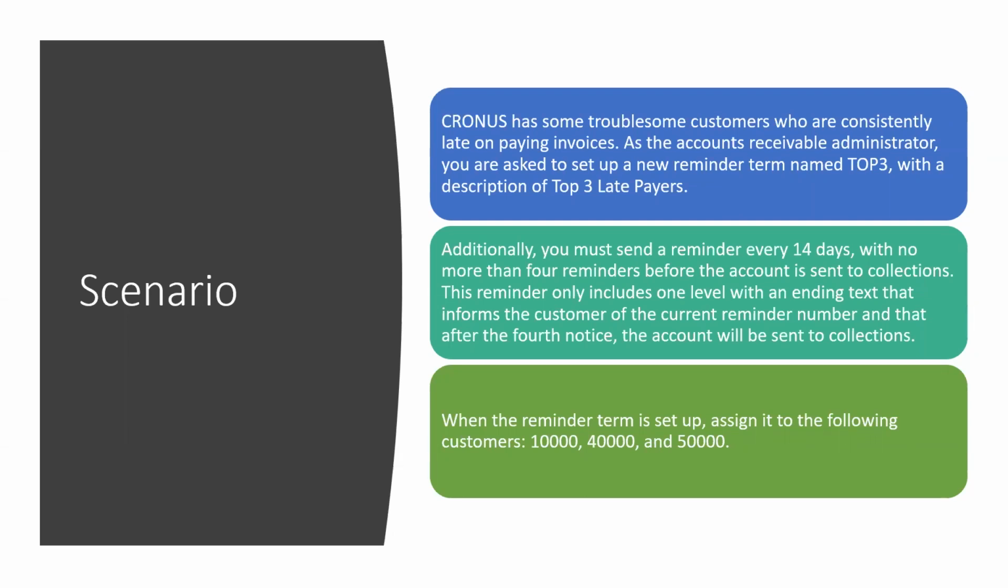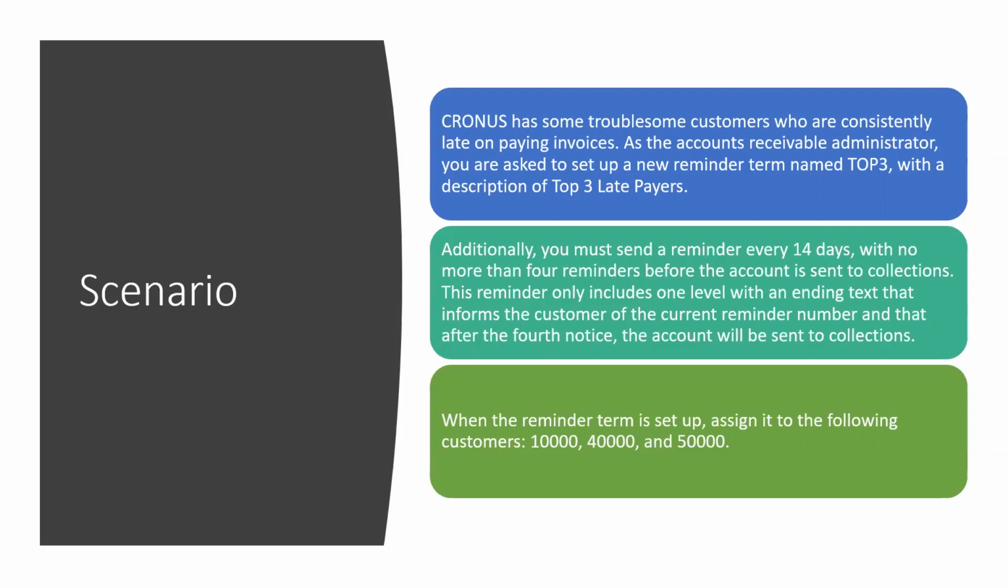Also, this is helpful when you review your aging reports as well, okay? Let's take a look at the worst, okay? So at least this can be easily reviewed. That's why I'm using this example, because it is going to be used in order to generate the reminders now. Additionally, you must send a reminder every 14 days with no more than 4 reminders before the account is sent to collections. So this is a real example, okay? This reminder includes only one level with an ending text, no complexity here for the first time that we do an exercise.